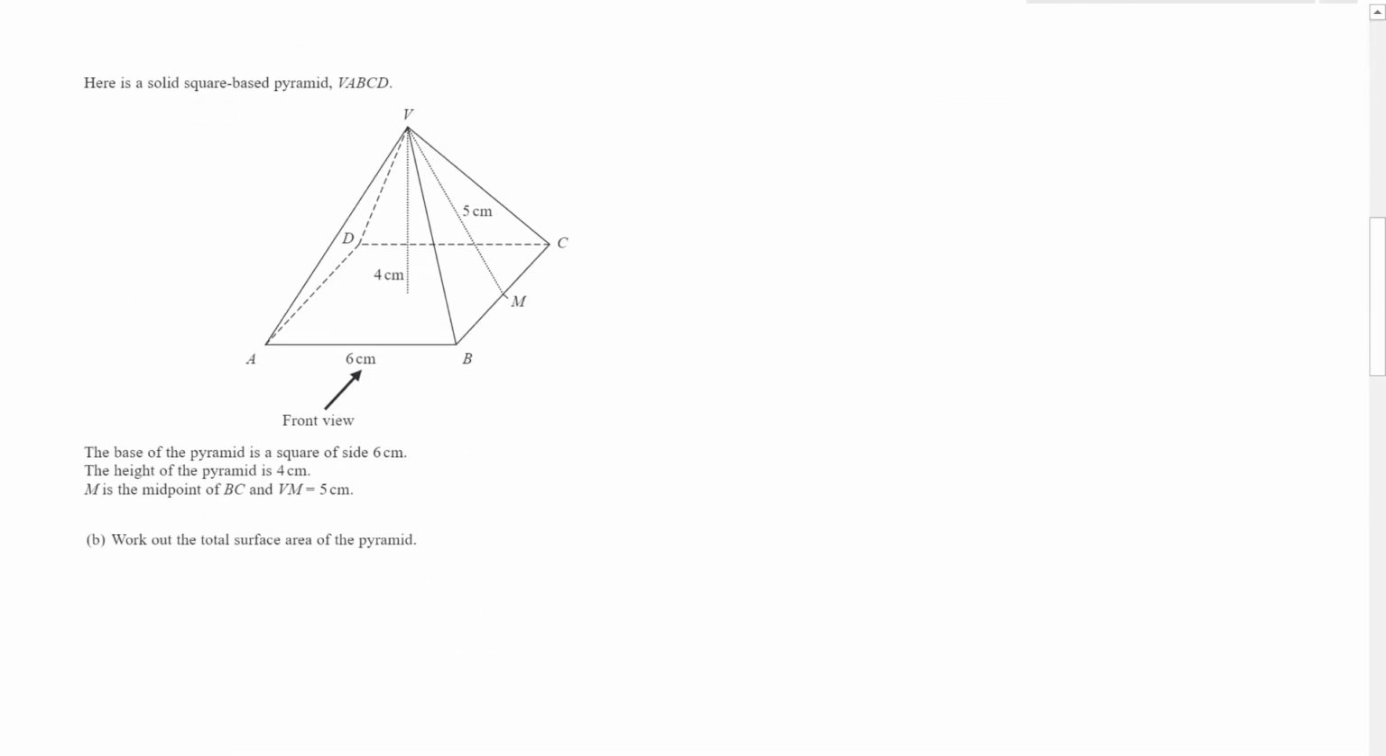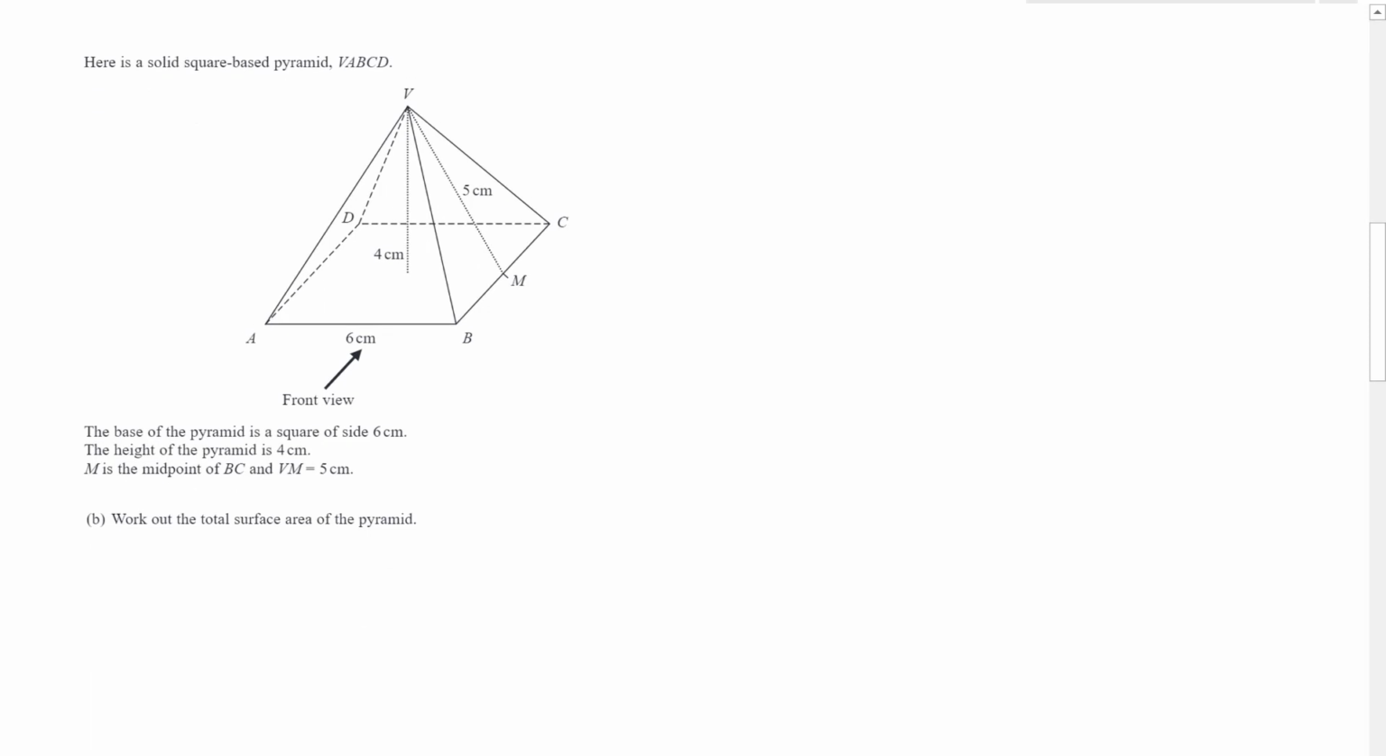So now let's go a little bit more difficult. We've now been given a pyramid where they've told us that the height of the pyramid from the very center is 4 centimeters, and they've told us that this slanted length here is 5 centimeters. The base is a 6 by 6 square, and they've said M is the midpoint, and VM, so V to M, the slanted length is 5 centimeters. They want us to work out the total surface area of this pyramid.